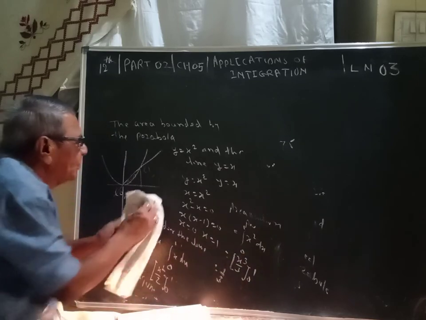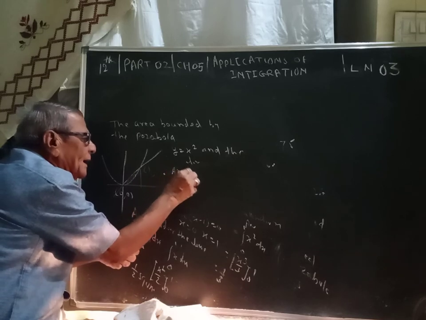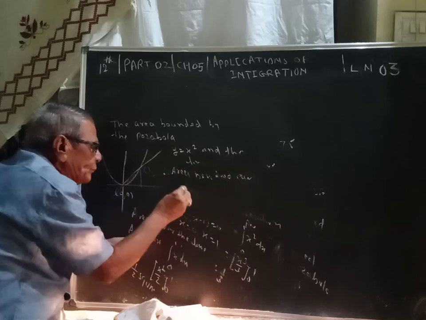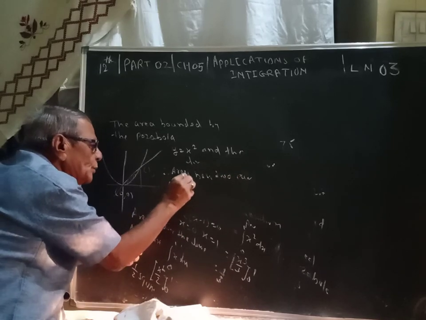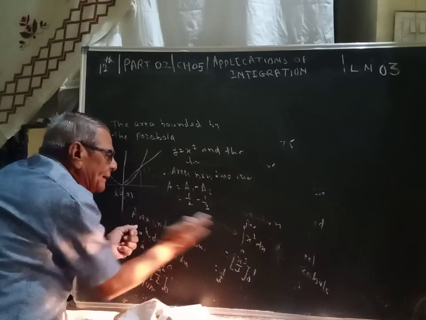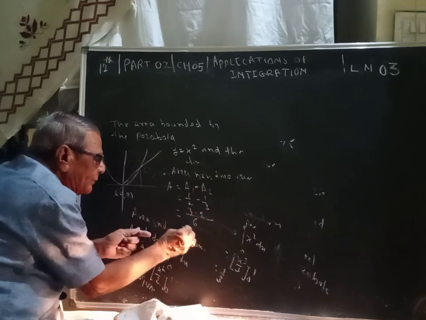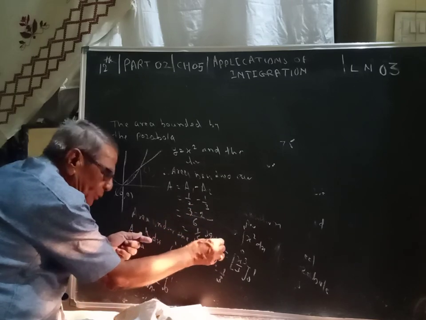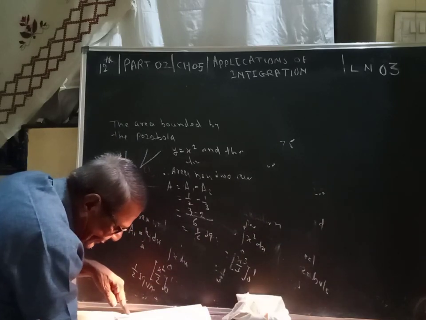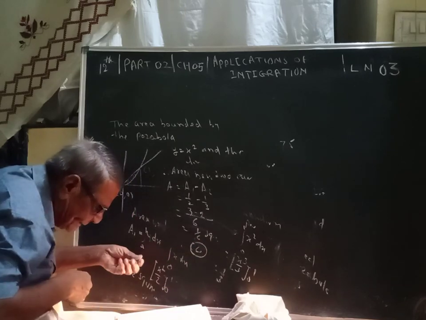So area between the two curves. Therefore, area between two curves is equal to A is equal to A1 minus A2. So 1 by 2 minus 1 by 3. The LCM is 6. So here 3 minus 2. So it is 1 by 6 square units. Put your answer below. C is the correct answer.